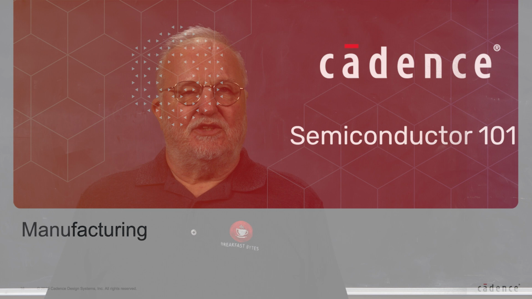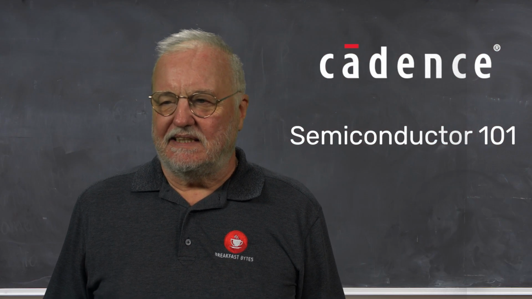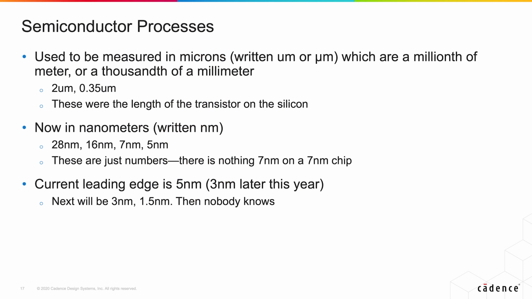So let me first talk a little bit about semiconductor processes, because they kind of have numbers that go with them. They used to be measured in microns, which are millionths of a meter. So when I started, we were at 3 micron, then we went to 0.35 micron, and then when it started to get really small decimals, we switched to writing them in nanometers. So we'd had 28 nanometer, 16 nanometer. Current process or state-of-the-art is 5 nanometers or 3 nanometers.